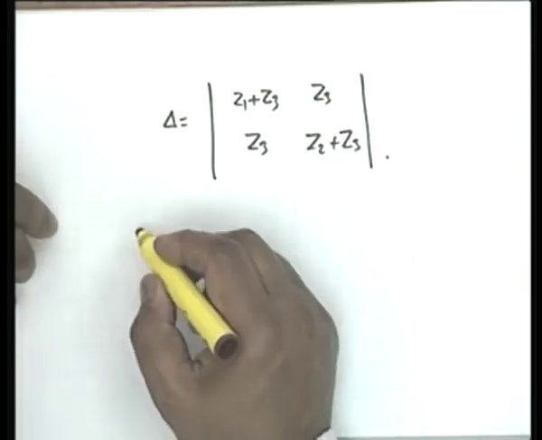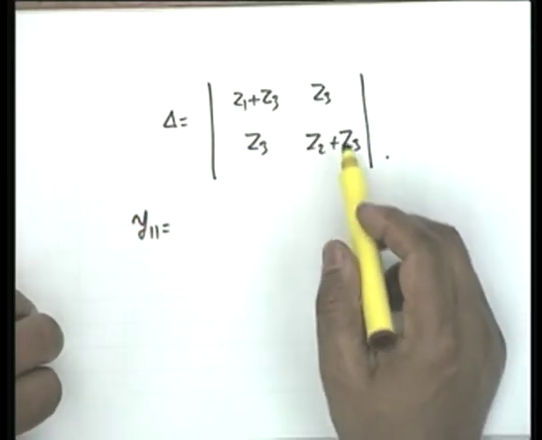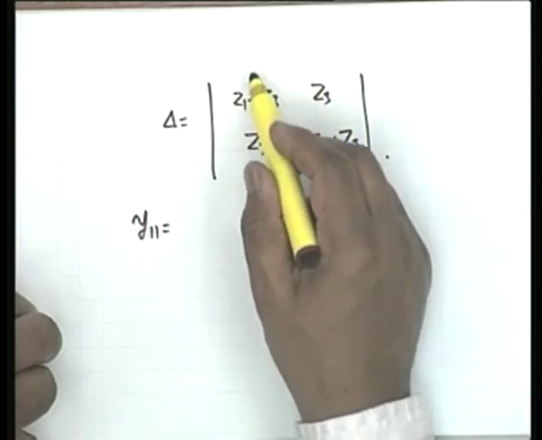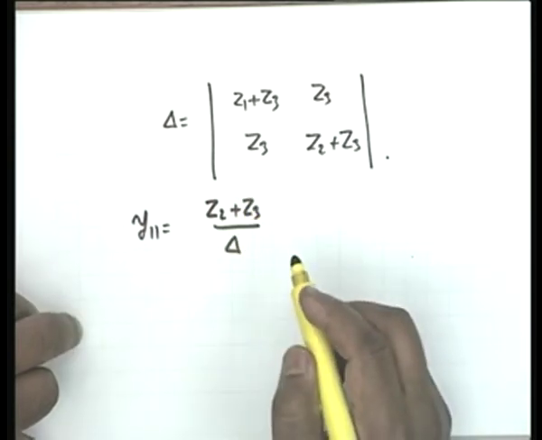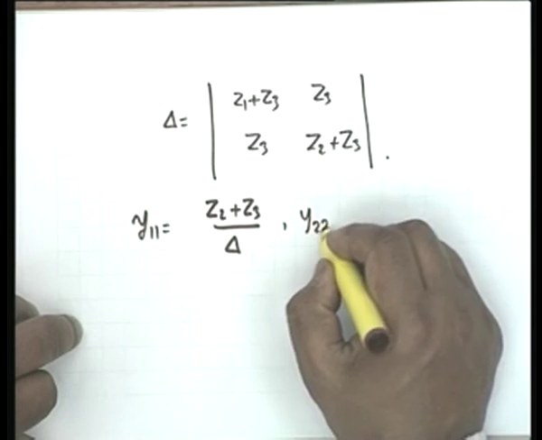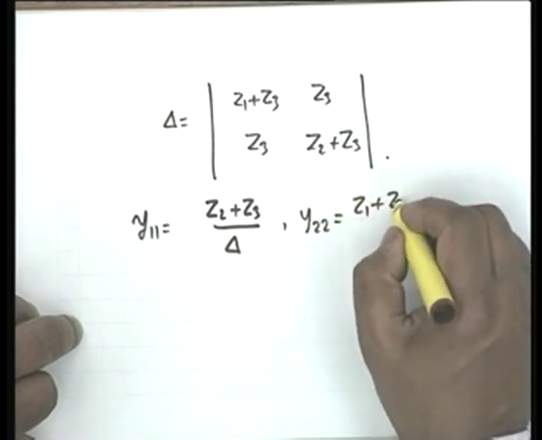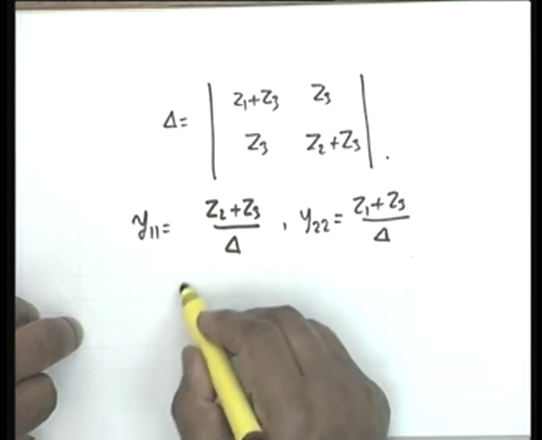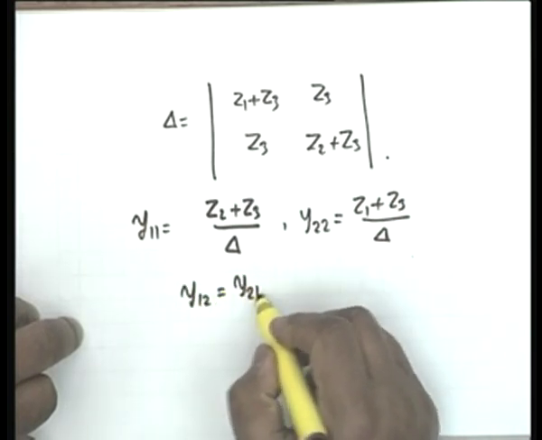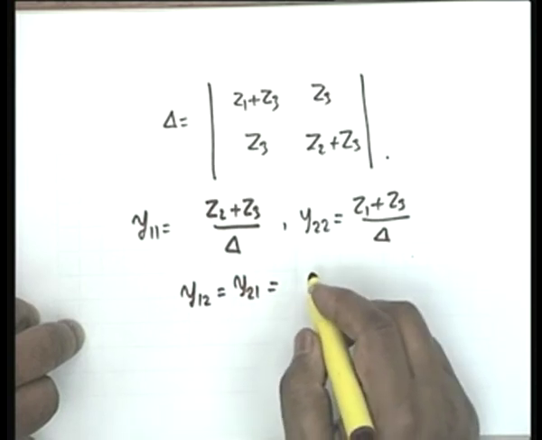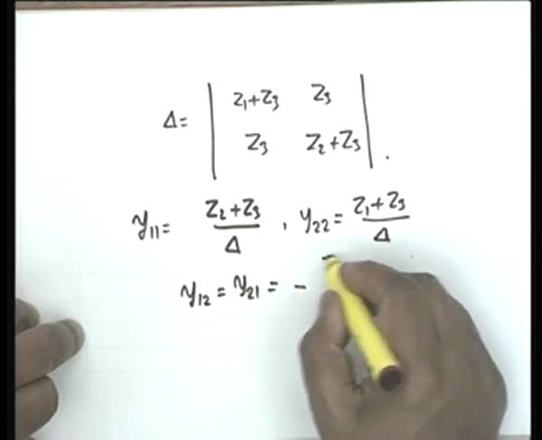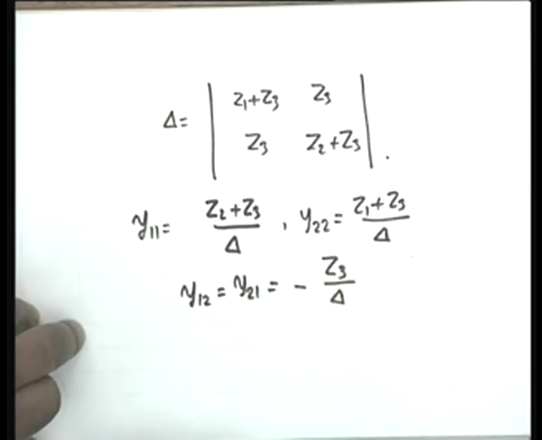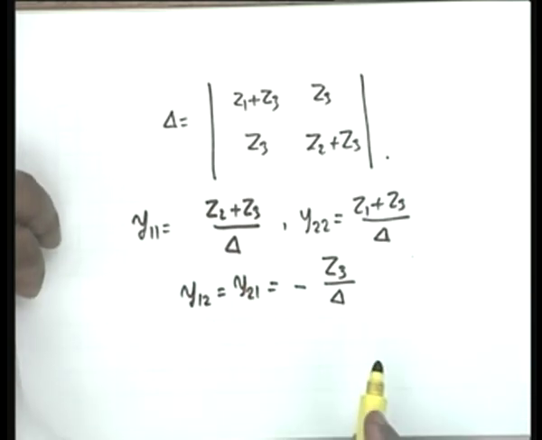Therefore, Y11 would be equal to del 11, so first row and first column goes, so Z2 plus Z3 divided by del. Similarly, Y22 is equal to Z1 plus Z3 divided by del. Y12 which is equal to Y21 shall be equal to del 21 or 12 by del, and the sign shall be negative, so minus Z3 by del. Okay. Now, any question?